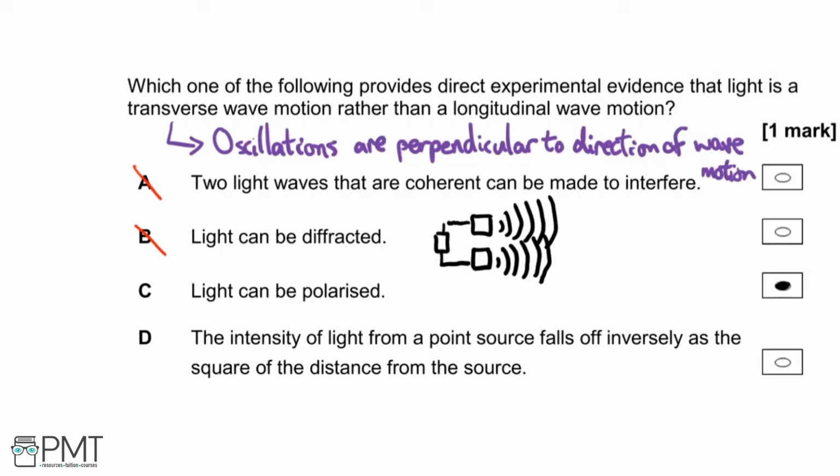The intensity, which relates to the loudness of the sound, falls off inversely as the square of the distance, just as it would for the brightness of the light. So D would be incorrect as well. So the correct answer is definitely C.